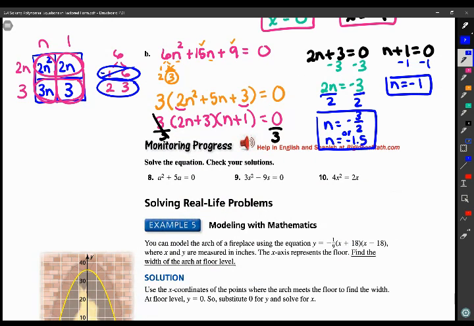As you're looking through this solving equation part, again, make sure that you take out the greatest common factor first, which is what they're asking you to do on 8, 9, and 10. So go ahead and pause the video and try those on your own and then come back and see if you're right.